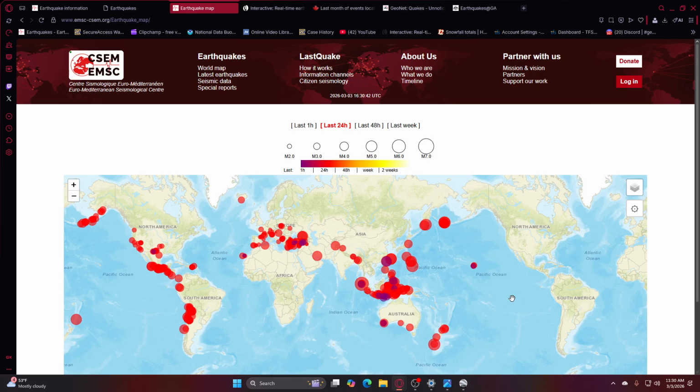Indonesia and Japan currently have the highest number of individual active volcanoes. Iceland is the most active region in the Atlantic, currently dealing with high ground deformation near the Blue Lagoon.